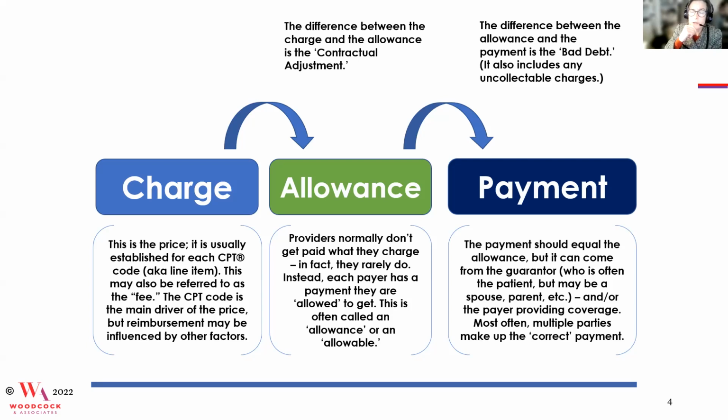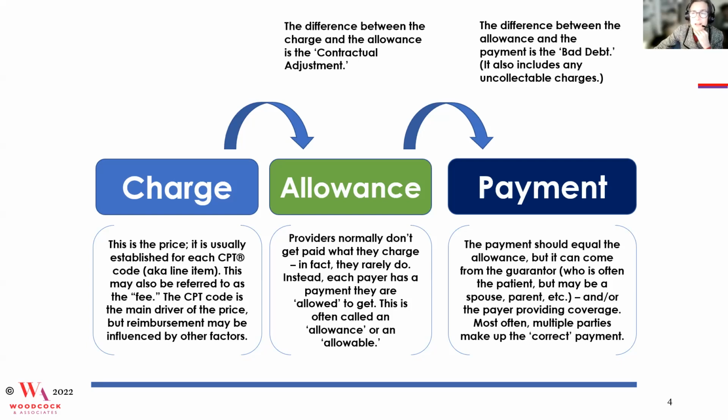When wouldn't it? Well, it may be, for example, that the allowance includes the patient's $50 copayment that they're supposed to pay at the point of service. And so if they never pay that, maybe you didn't collect it, or for whatever reason the patient didn't pay it, then unfortunately the payment is going to be a lot lower than what we expected or what we were allowed to collect. So the difference between the charge and the allowance is called a contractual adjustment. And the difference between the allowance and the payment is called bad debt.